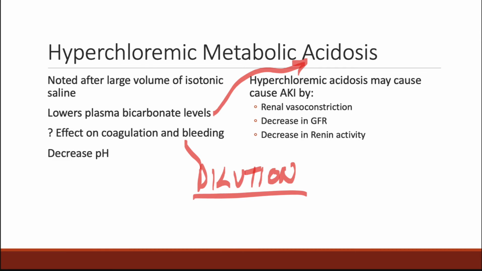And it also decreases the pH, because remember, the saline has a pH of, what do we say, 5.4? Does that sound right? Something like that. Okay? So hyperchloremic acidosis can lead to acute kidney injury. That can happen because of the decrease in the GFR, decrease in renin activity, vasoconstriction at the afferent arteriole, etc.